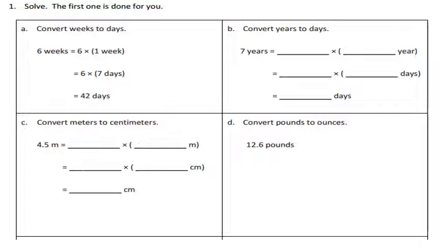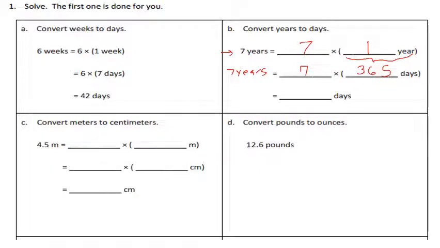Okay. So in B it says convert years to days. And the first thing we're doing in the first line is we're basically taking this unit form and making an expanded form out of it. So I'm going to take the 7 and then years, and it's going to be 7 times 1 year. Now we're converting to days, so we're going to put the equivalent measurement for a year in days underneath here, which is 365. And we're bringing the rest down.